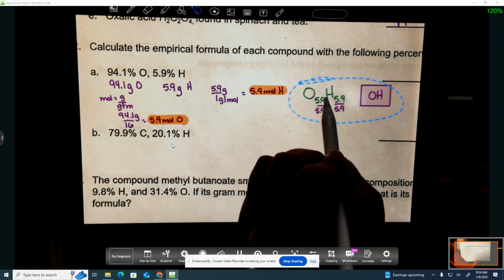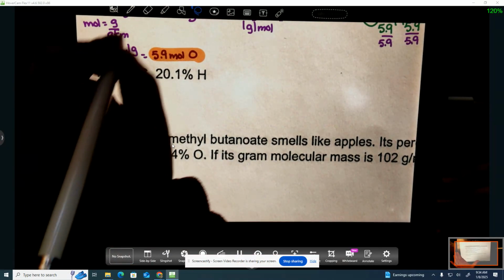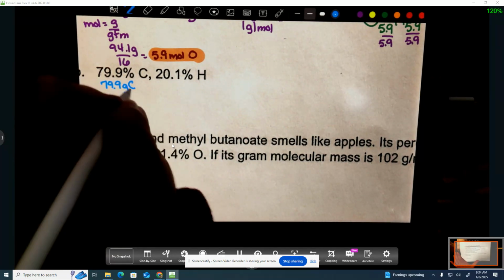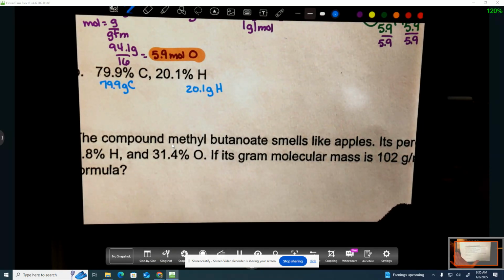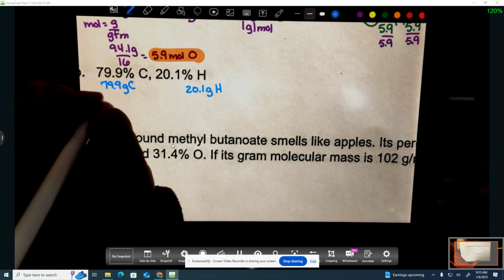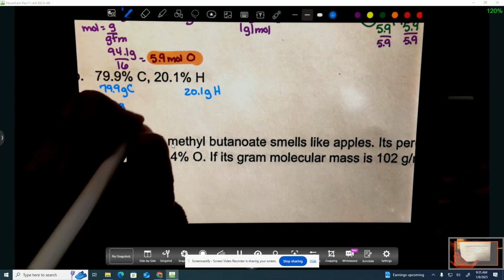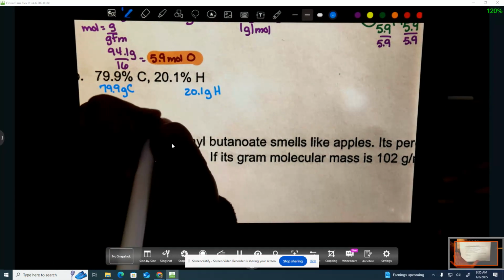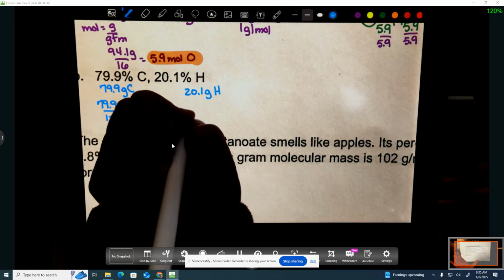I'm just going to move this up here so that we have room. 79.9% carbon. That's going to give us 79.9 grams of carbon and 20.1 grams of hydrogen. We're going to change them to moles by dividing by the gram formula mass. 79.9 grams divided by 12 grams per mole. Does everybody know where I got the 12 from? Okay. So what is 79 divided by 12? 6.7. Okay, 6.7 moles of carbon.